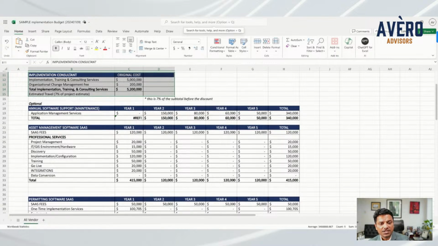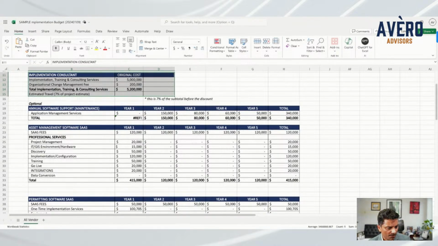So, implementation consultant will cost you, again, depending on what they've been asked to do for you, it'll cost you money and time to work with them to actually get the system integrated and implemented and configured the way you want it to be.